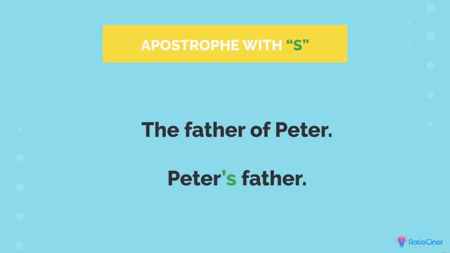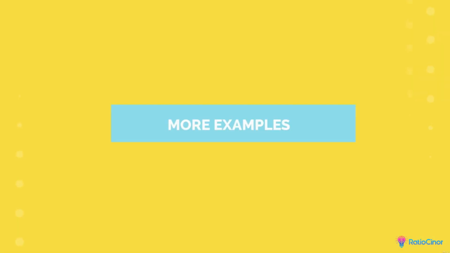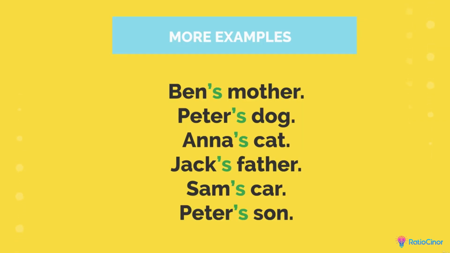The father of Peter. This form is correct in English, but it is not normally used. Peter's father. This is a common way of talking about belonging. An apostrophe with an S shows ownership. More examples. Ben's mother. Peter's dog. Anna's cat. Jack's father. Sam's car. Peter's son.